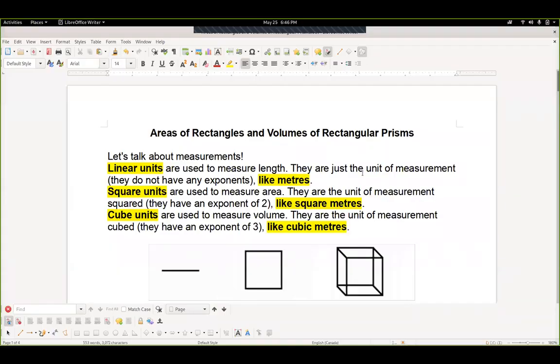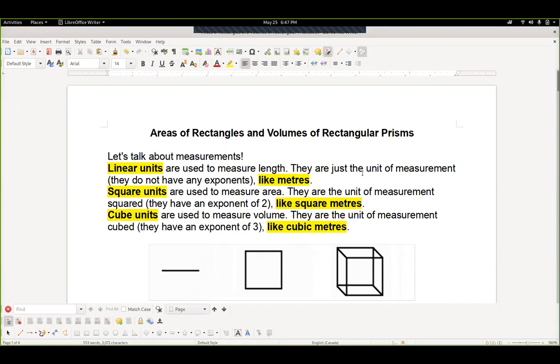to learn about areas of rectangles and volumes of rectangular prisms. So let's talk about measurements. Linear units are used to measure length, so they're just the unit of measurement. They don't have any exponents, like for example, meters.